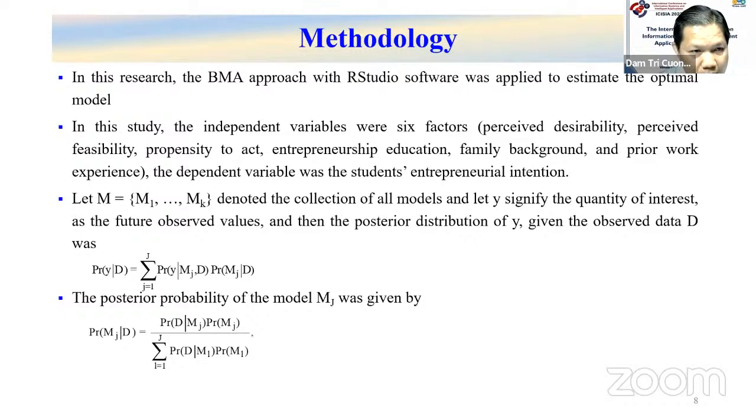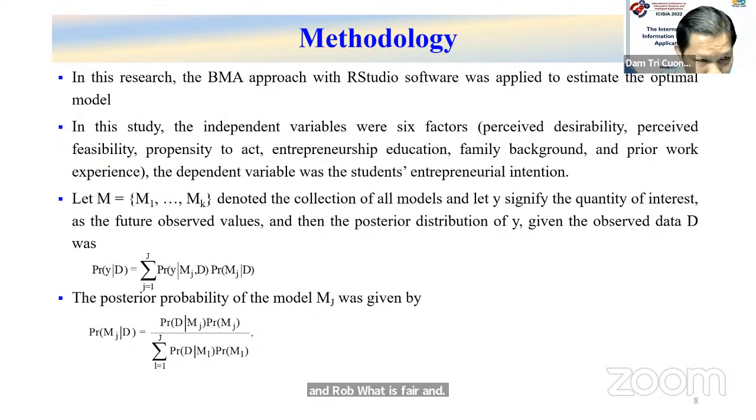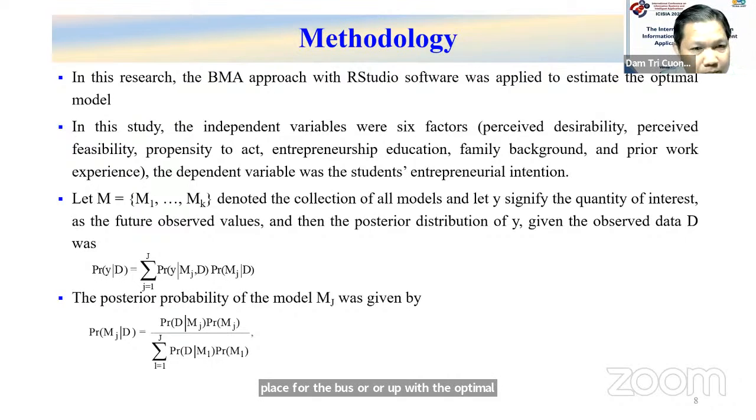And next is the method theory. In this research, the BMA approach with RStudio software was applied to estimate the optimal model. In this study, the independent variables were six factors: perceived desirability, perceived feasibility, propensity to act, entrepreneurial education, family background, and prior work experience. And the dependent variable was student entrepreneurial intention. And the calculation for the posterior of the model is seen in this slide.